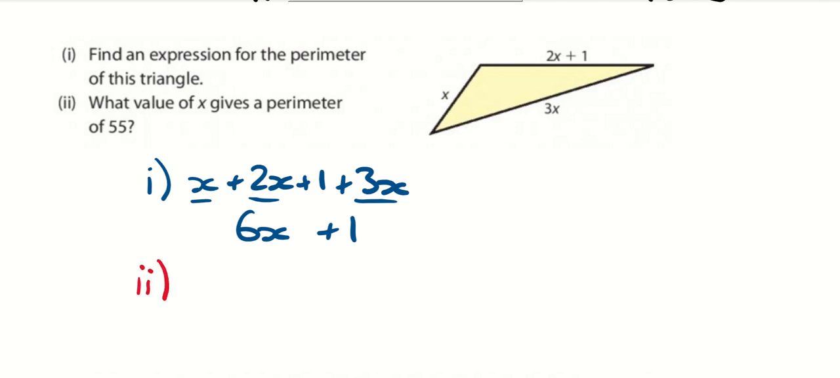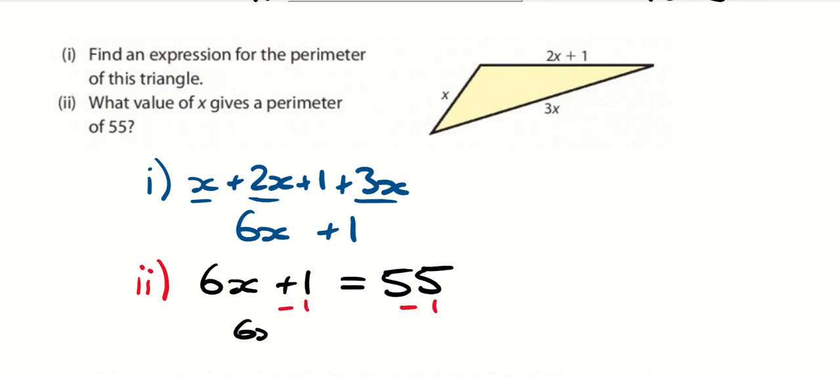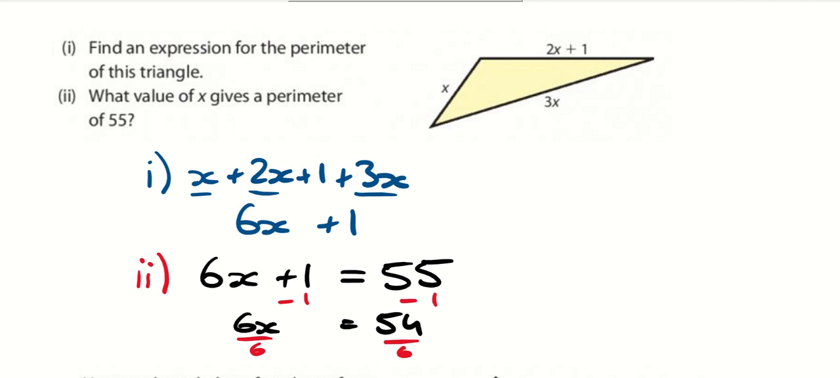Now secondly, what value gives 55? So 6x plus 1 equals 55. That's how you work out these questions. You stick in an equals, then you find it out. So minus 1 from each side as normal. 6x equals 54. And then 6 by something equals 54. So just simply divide by 6. And you will get x is equal to 9 here. So you create the expression and then you make a linear equation out of that.